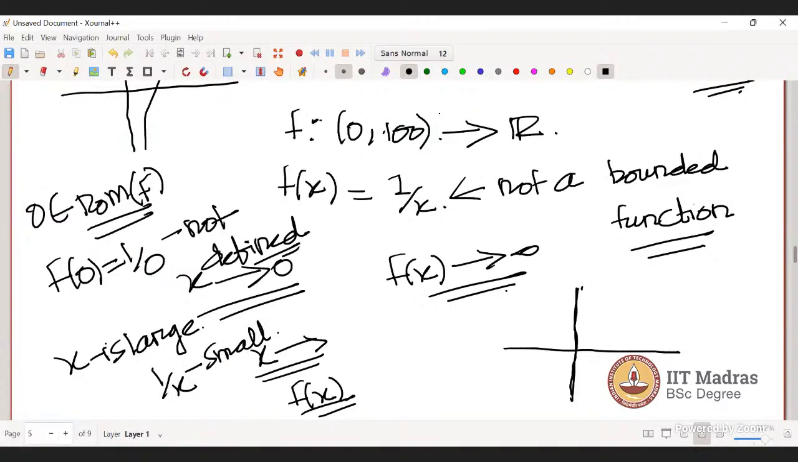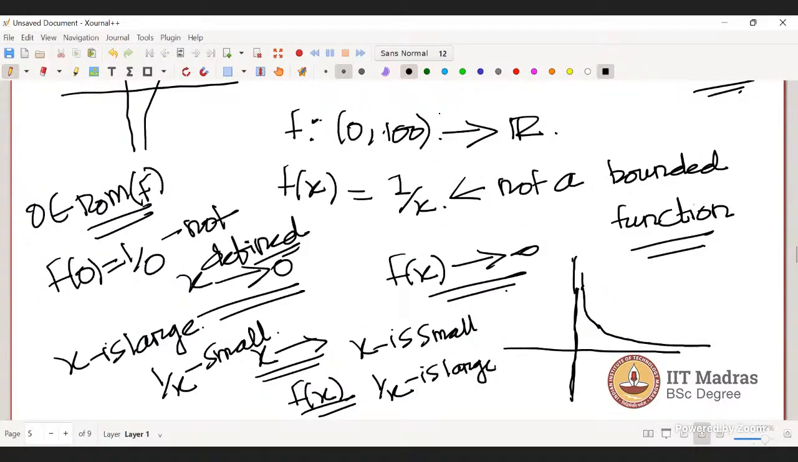Yes. If x is small, then 1 by x is large, right? So the graph of 1 by x should look like this. You will get a strictly decreasing function. As you can see, as x approaches 0, f of x goes towards infinity.